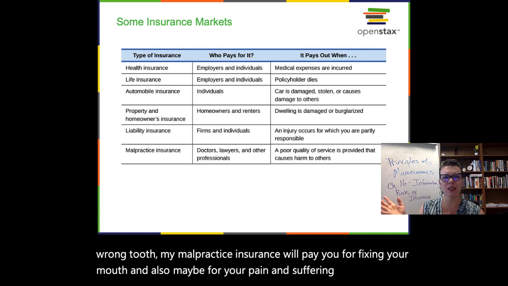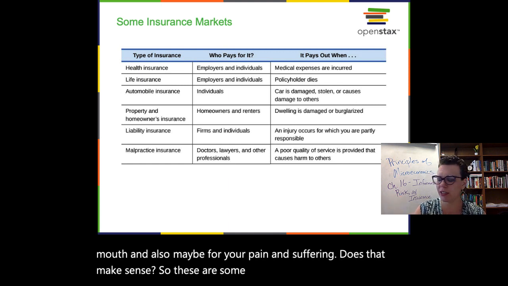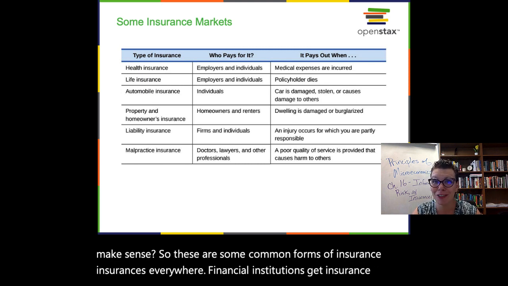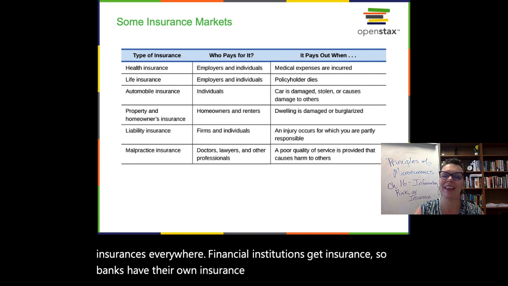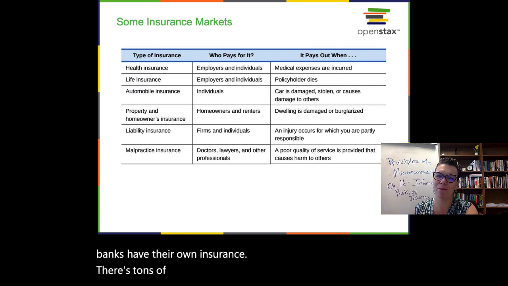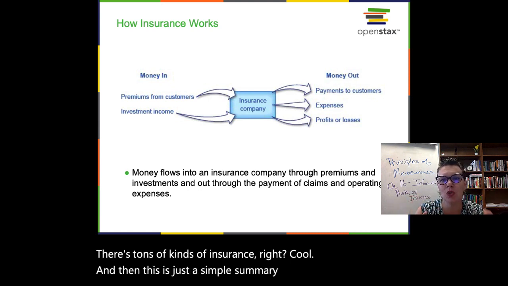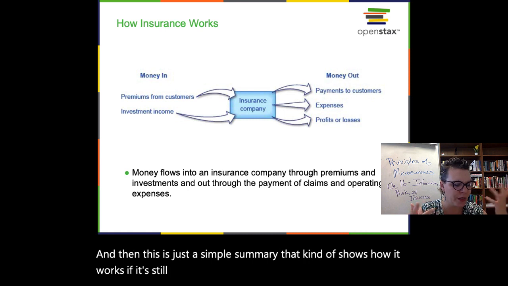Does that make sense? So these are some common forms of insurance. Insurance is everywhere. Financial institutions get insurance. So banks have their own insurance. There's tons of kinds of insurance, right? Cool. And then this is just a simple summary that kind of shows how it works, if it's still kind of weird to you to think about it.